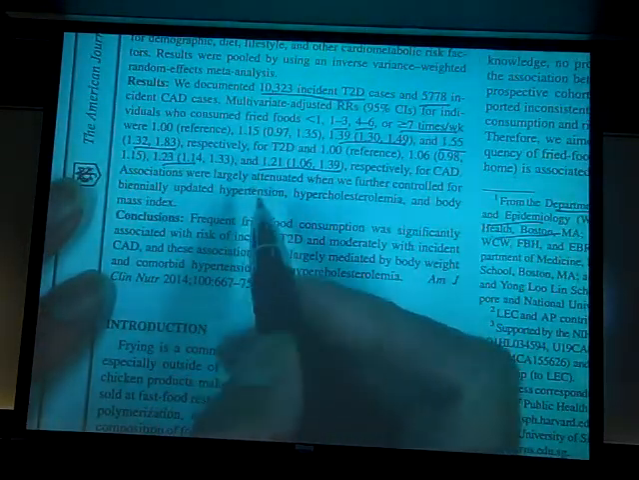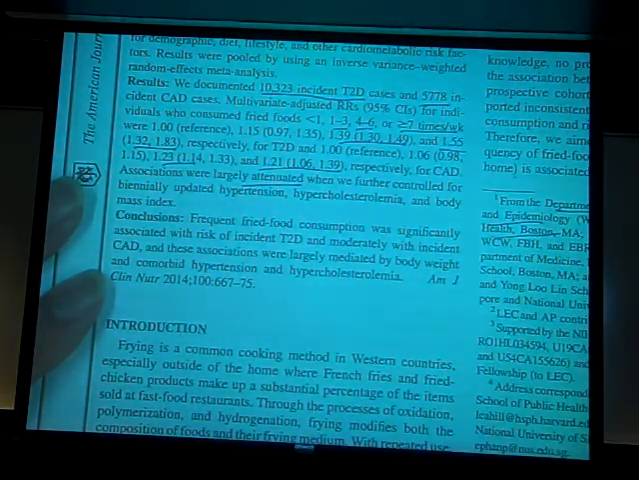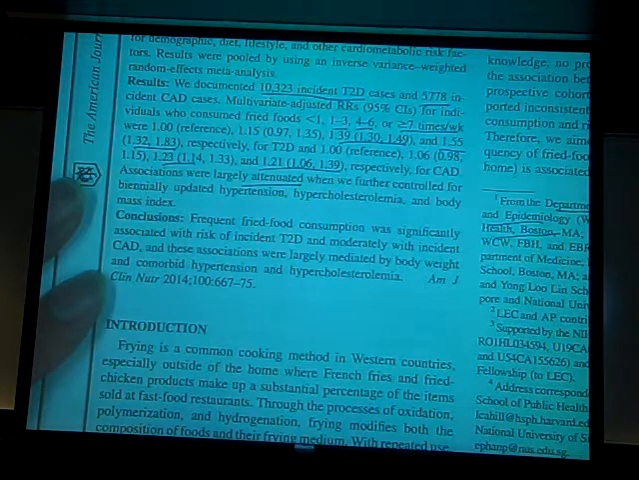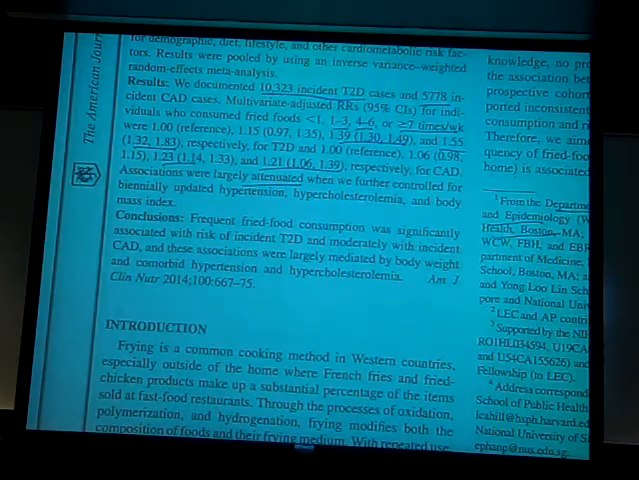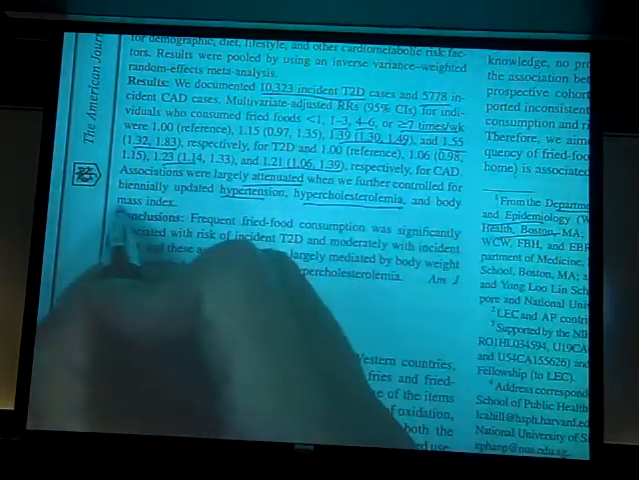So the authors also indicate that the results were attenuated. What attenuation means is that the results were brought closer to the null, or in layman's terms, that the results between fried food consumption and the risk of developing type 2 diabetes and coronary artery disease were not as strong once you adjusted for these factors. So that is hypertension, hypercholesterolemia, and body mass index.